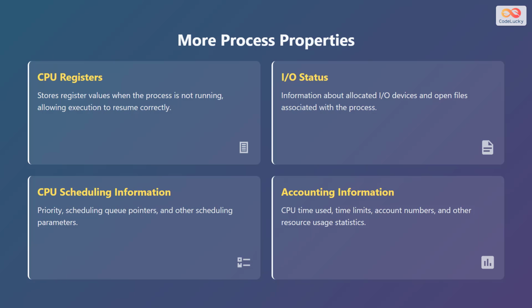The third property is the CPU scheduling information. CPU scheduling information includes parameters like priority, scheduling queue pointers, and other data needed for scheduling. The final property is the accounting information. Accounting information includes the CPU time used, time limits, account numbers, and other resource usage statistics.